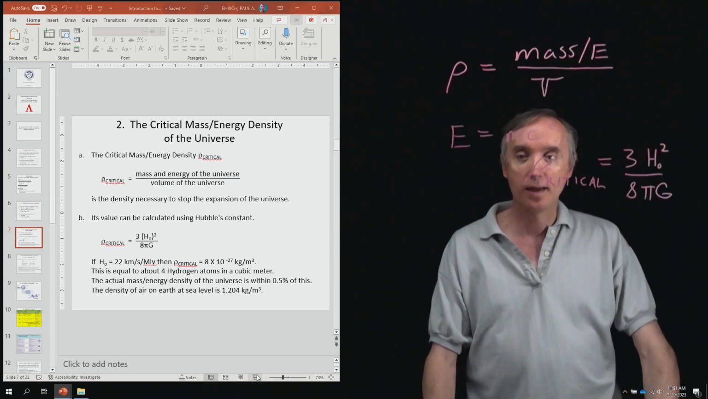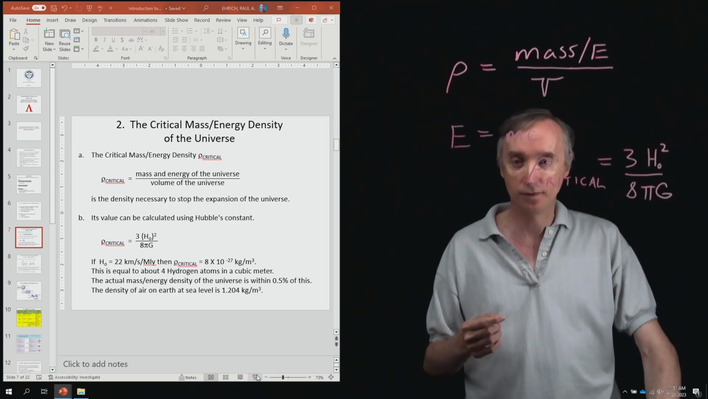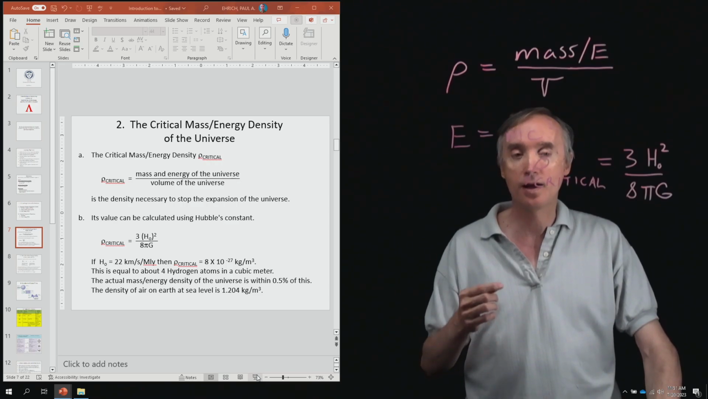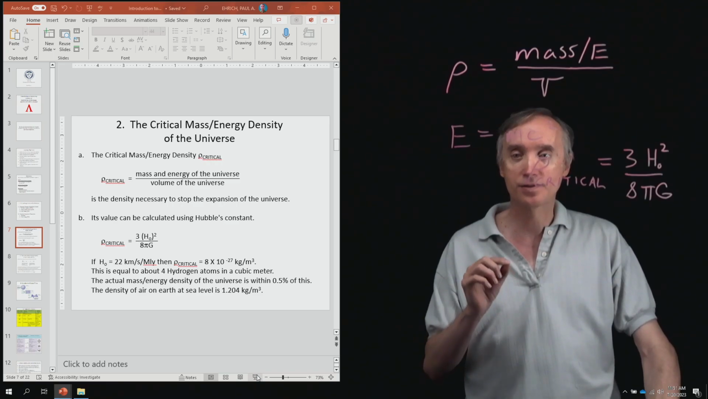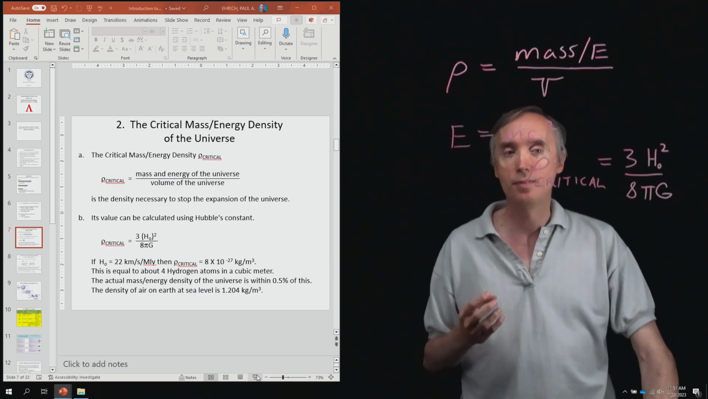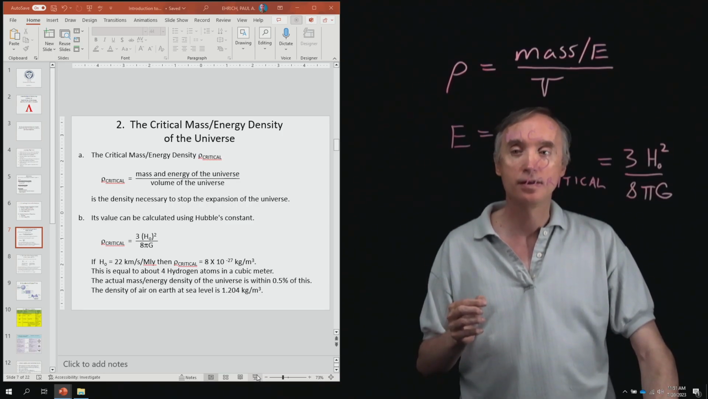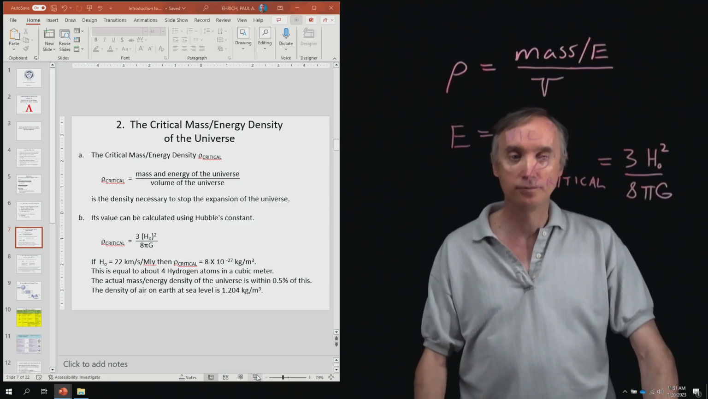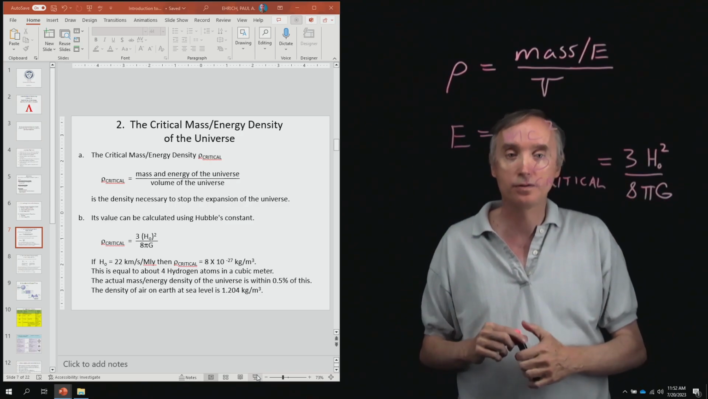And then it's kind of interesting that the actual mass energy density of the universe is within 0.5% of this critical density, but it's not quite enough. So we think that the actual mass energy density of the universe is just a tiny bit less than this critical mass energy density. And so that would mean that the universe is going to continue to expand forever.